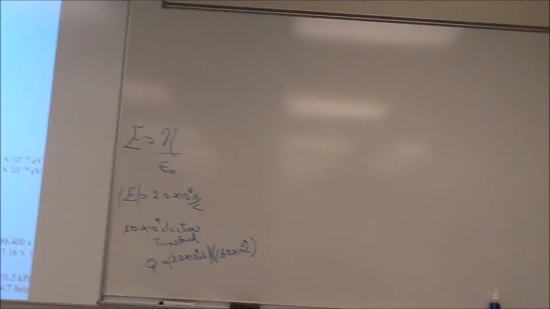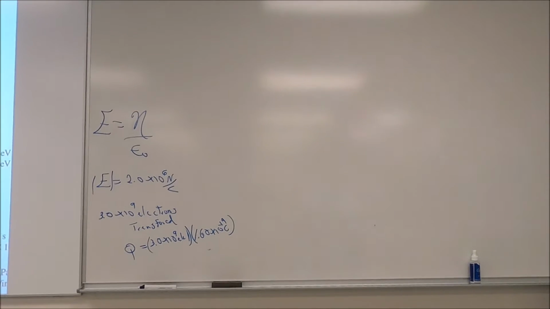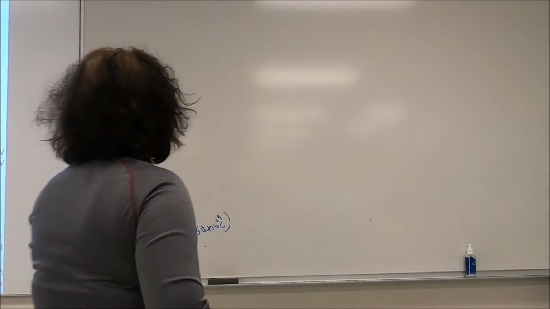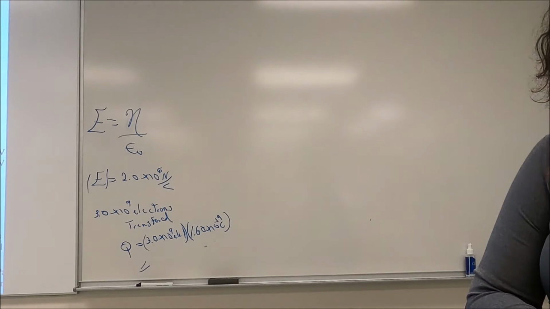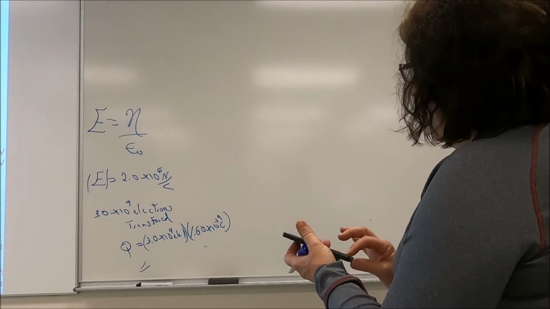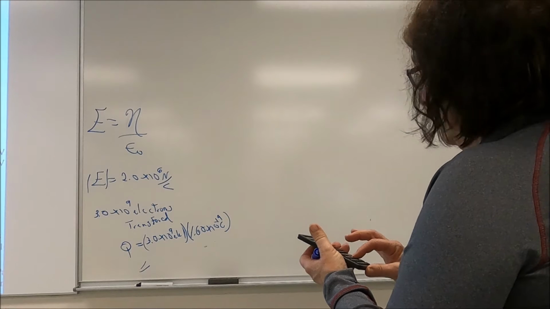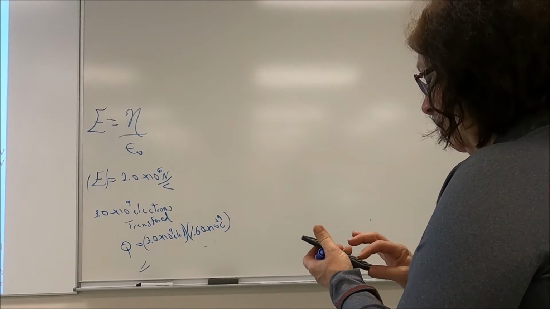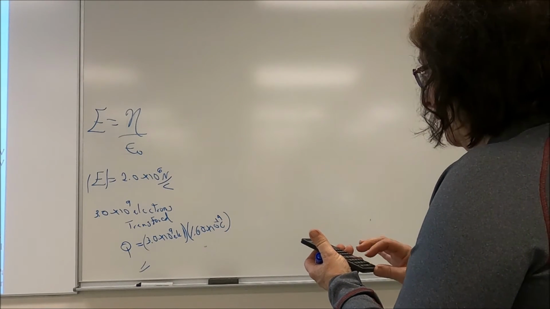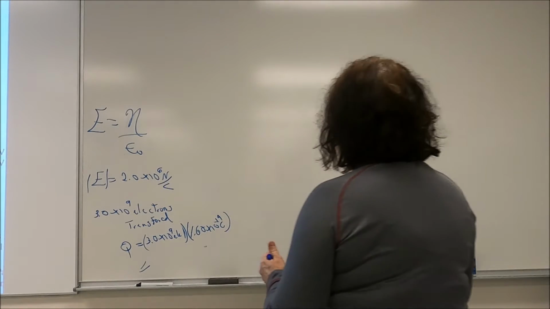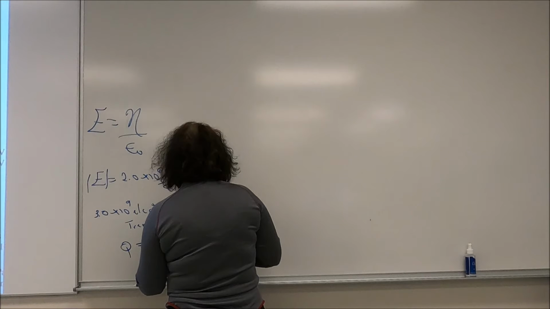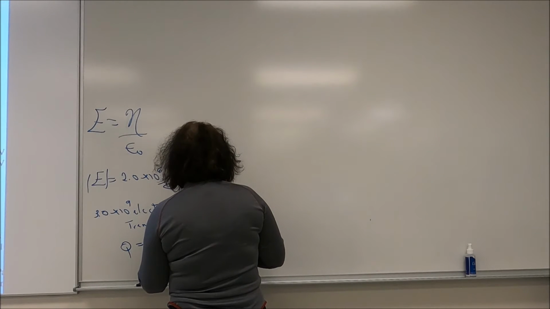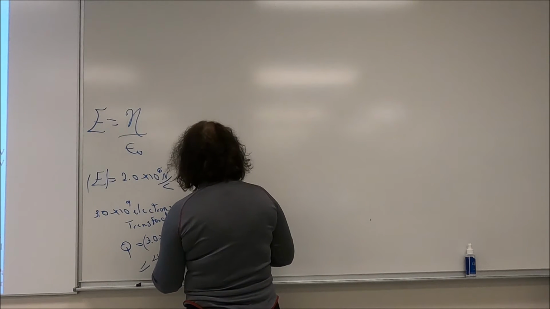All right. Now, with this, I can get Q. So 3.0 times 10 to the 9 times 1.6 times 10 to the minus 19. That gives me 4.80 times 10 to the minus 10 coulombs.